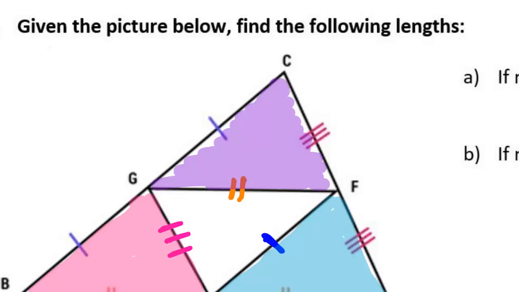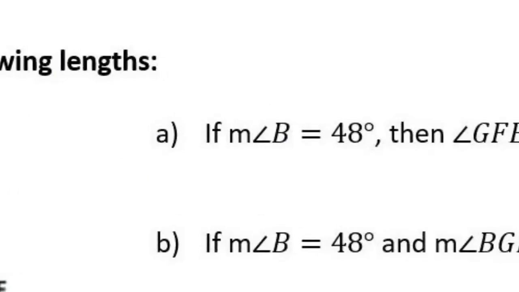It's oriented exactly the same way. But the white one in the middle is the top one rotated upside down, so twisted upside down. But it is congruent. There's 1 congruence marking, 2 congruence markings, 3 congruence markings. So by side, side, side, it is also congruent. All right. Let's see if we can answer these questions here.